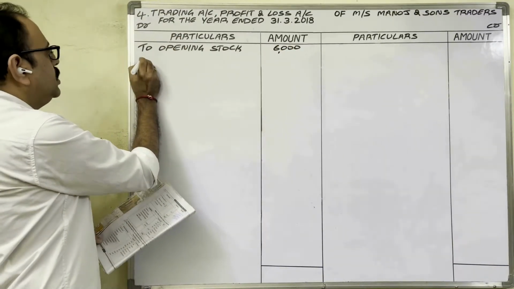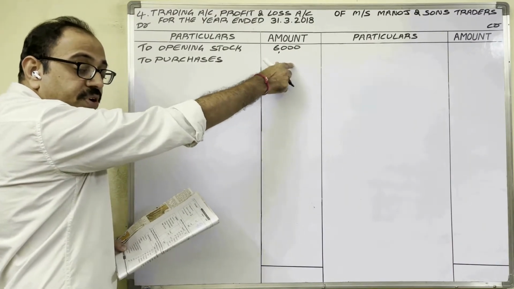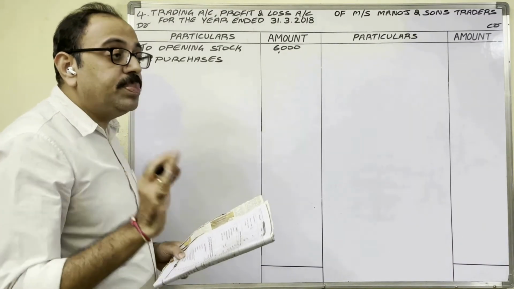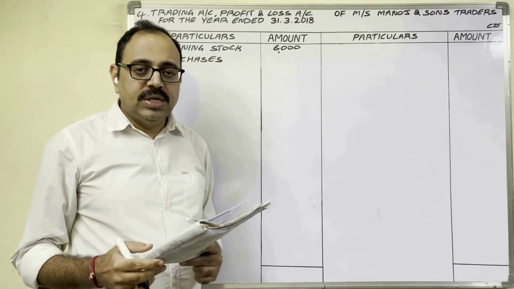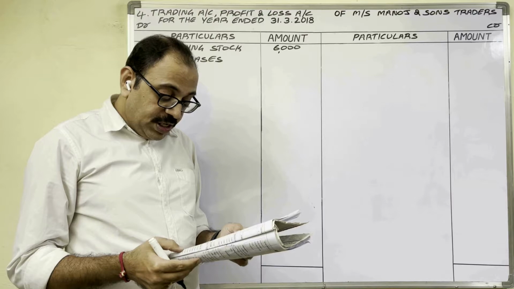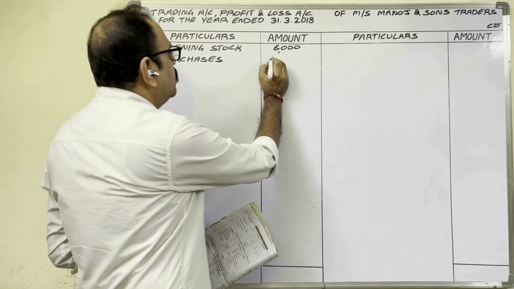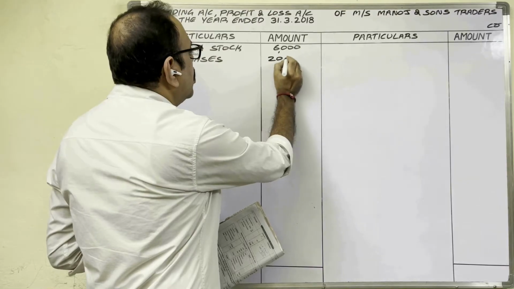Next you have to write purchases. Whether to put the amount in the inner column or the outer column, for that you have to observe whether any purchase returns are given or not in the trial balance. In the credit column he gives them. Purchase returns are not given. Therefore, purchases 20,000 in the outer column.